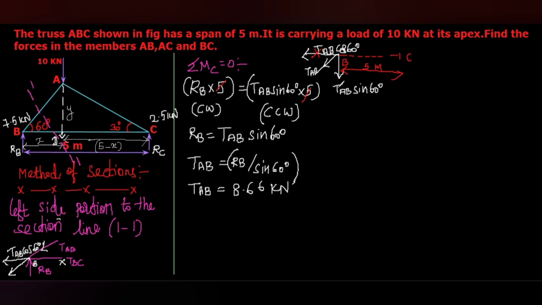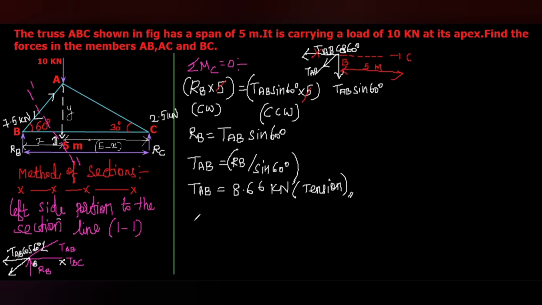Here you can see, if this is downward, that means this AB is acting inwards to B, and in the same way it will act inwards to the point A. So the force in the member will be tensile in nature. Okay, we calculated the tension in the member AB.